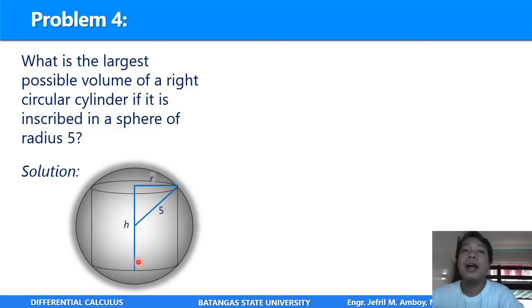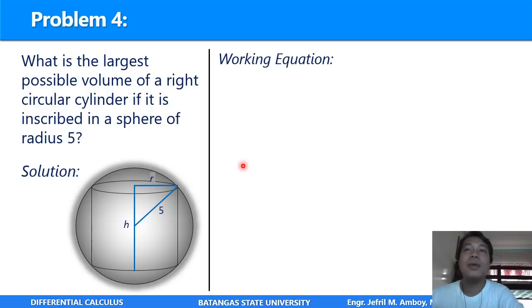Dahil dyan, makakagawa na tayo ng working equation. So, paano nga ulit gumawa ng working equation? Yung quantity na gusto mong i-maximize, which in our case, for this problem, is the volume of the cylinder. Now, looking at this illustration, together with the labels that we put there, ano ang volume ng cylinder? Try to recall your topic in geometry. Kung nakalimutan nyo, ibibigay ko na. The volume of the cylinder is pi r squared h.